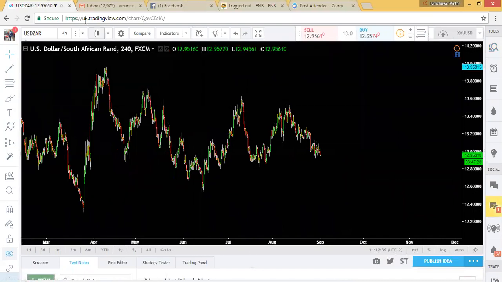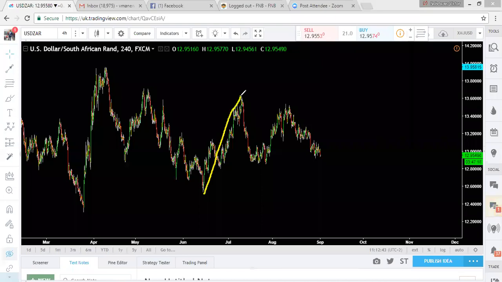So here it is. We had this impulse here. As you can see, this was a strong move to the upside. And then we got this correction, which could be an A. And you see that this is a B, which does not break the top. And then this will be a C.